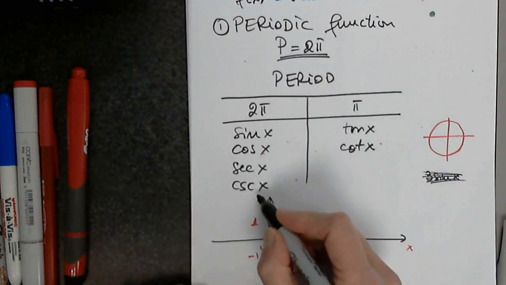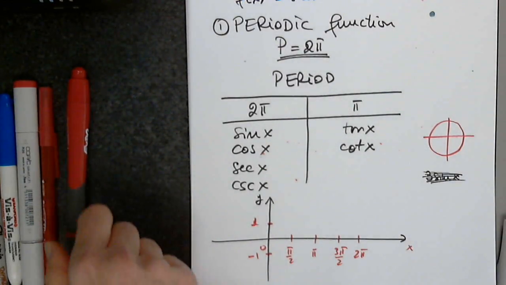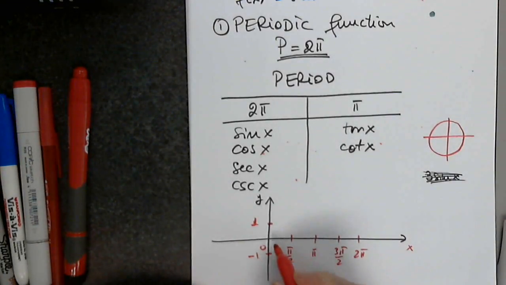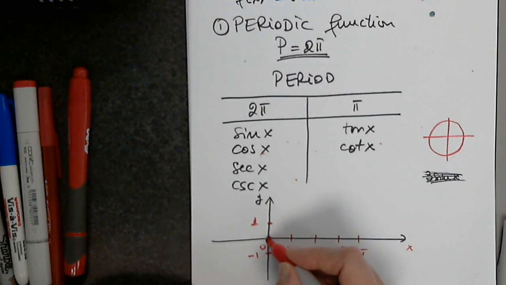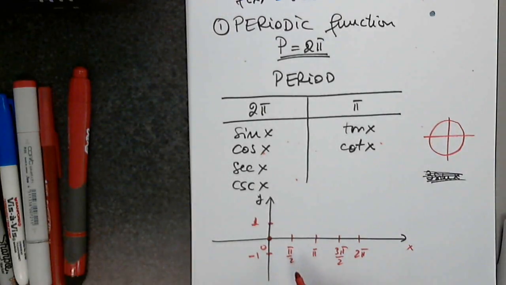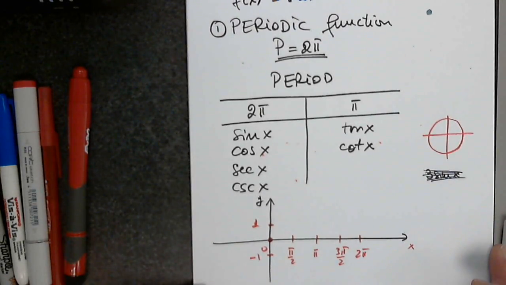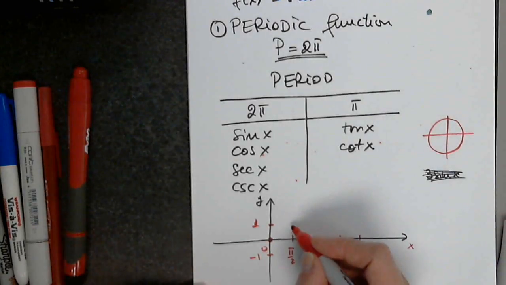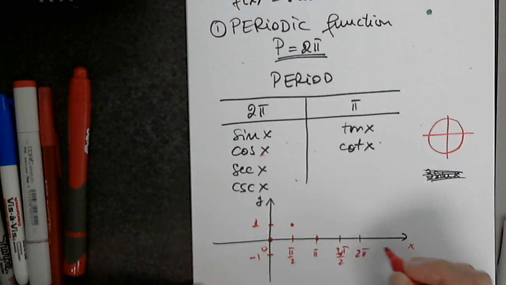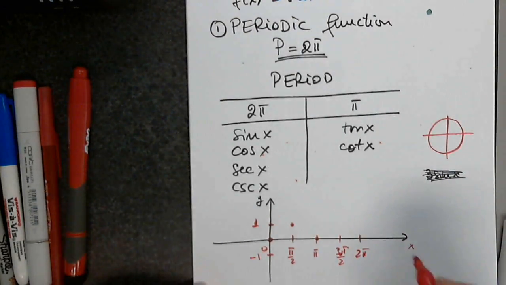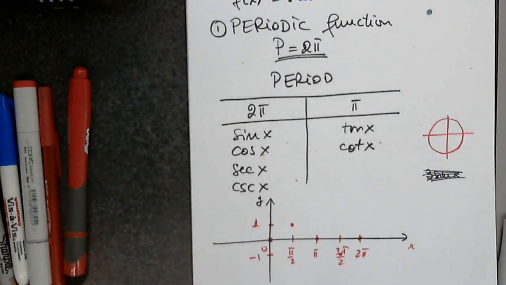Okay, very good. So this is y. Let's go around the unit circle. I'm at 0 radians. What is the value of sine 0? Very good. I got to pi over 2. What is sine pi over 2? Very good. I got to pi. How much is sine pi? Okay, perfect. I got to 3 pi over 2. And finally I got to 2 pi. Ready?